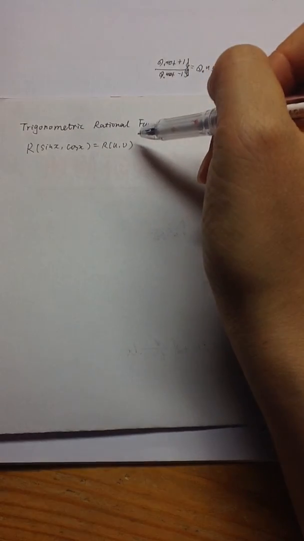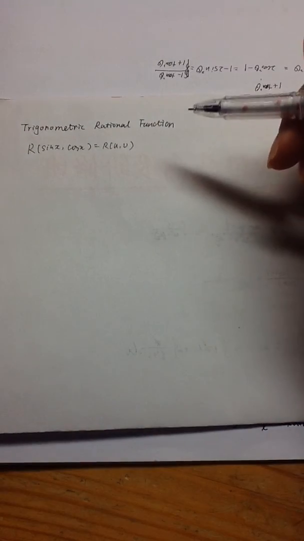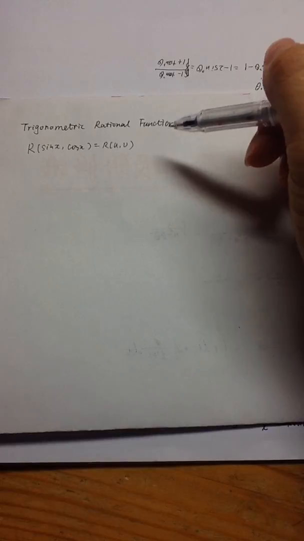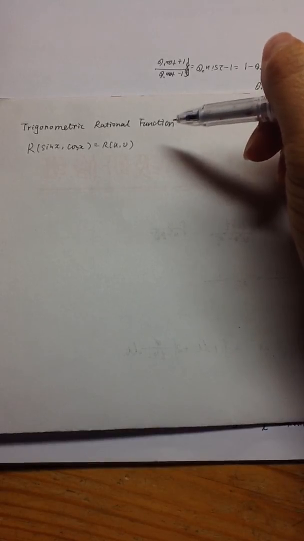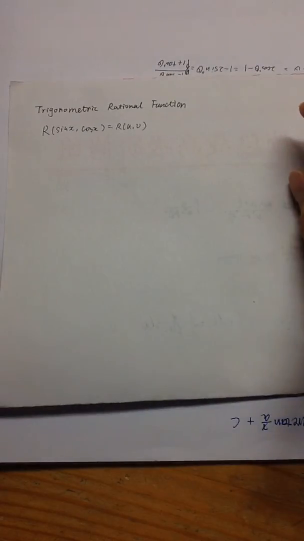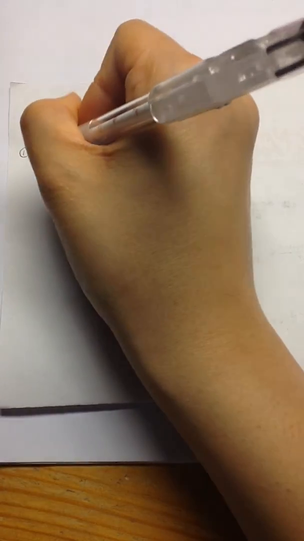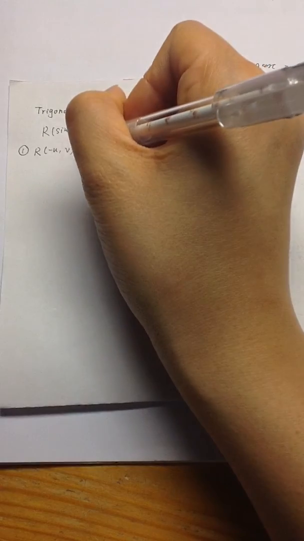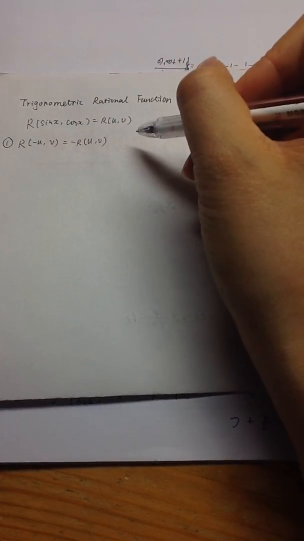Next, I'm going to talk about whether this trigonometric R function has some special symmetrical features. We can always get its integral by doing some specific substitution. There are mainly two cases I'd like to talk about. The first case is R(negative u, v) equals negative R(u, v).